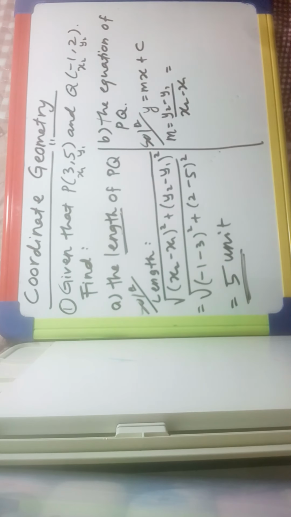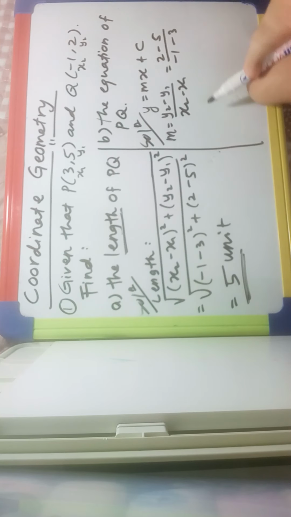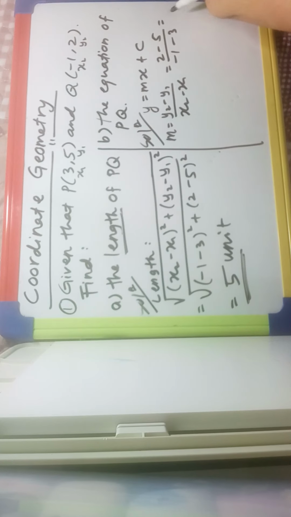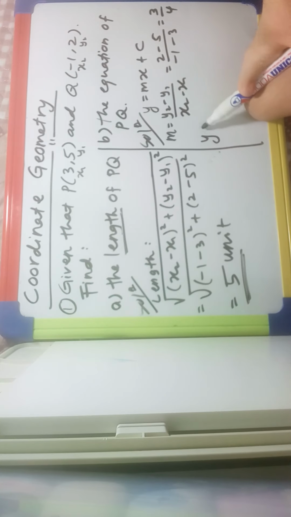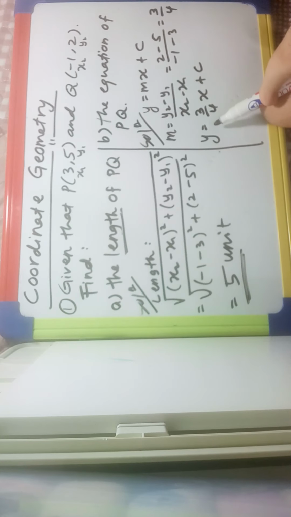So I will substitute the value. 2 minus 5 over negative 1 minus 3. So our gradient over here, simplified, is 3 over 4. So this is our m. Our equation right now is going to be y equals 3 over 4 x plus c. How to find the value of c? Substitute y and x. Which value are we going to use?